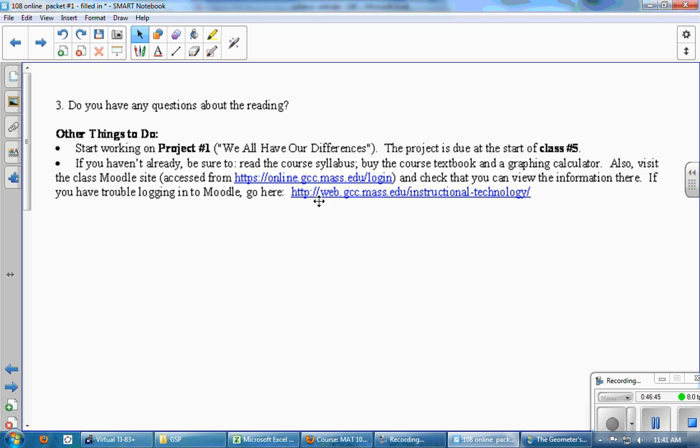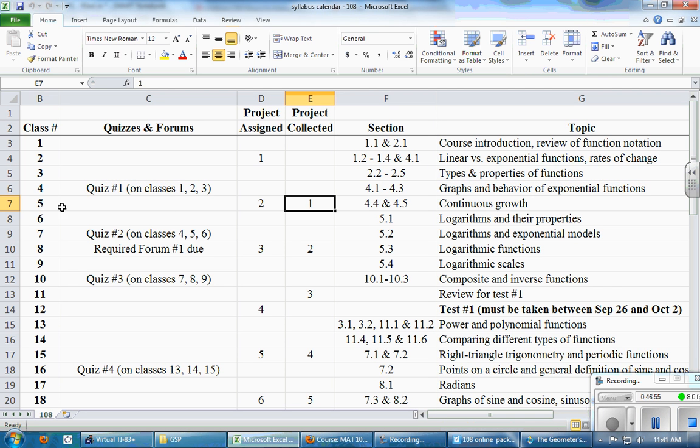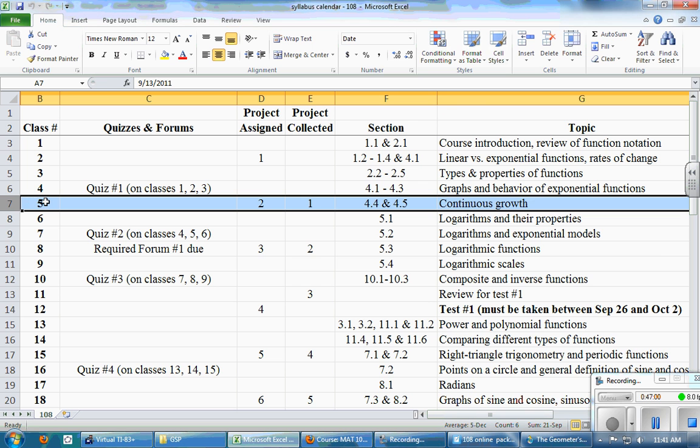And then other things to do. So log into Moodle, that's the second bullet here, but also start working on project number 1. We talked about it earlier today. It is due at the start of class number 5. So one more time, class 5 is this one right here. Project is collected on that day. So whatever date you see right there, that is when project number 1 is due.